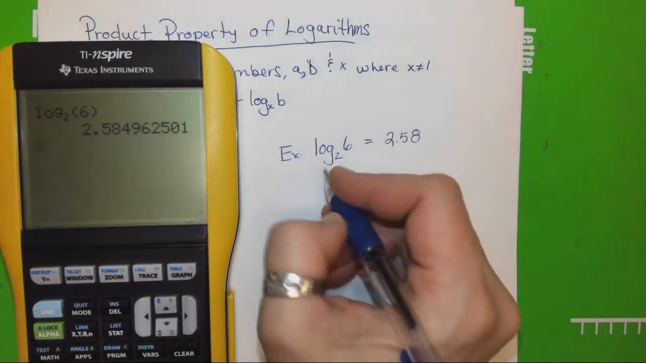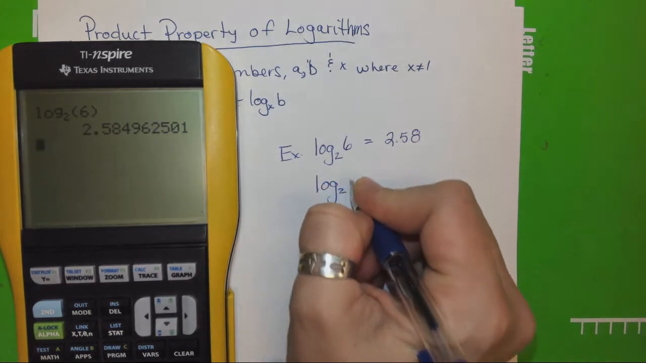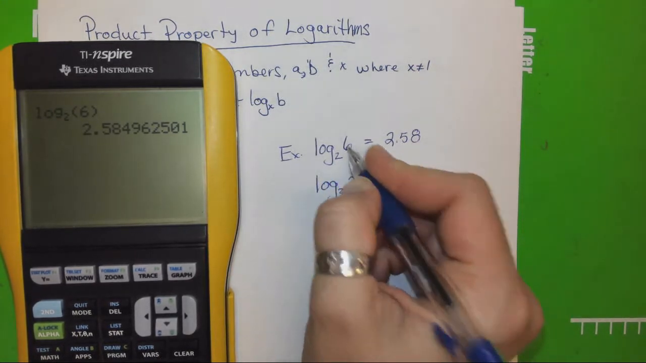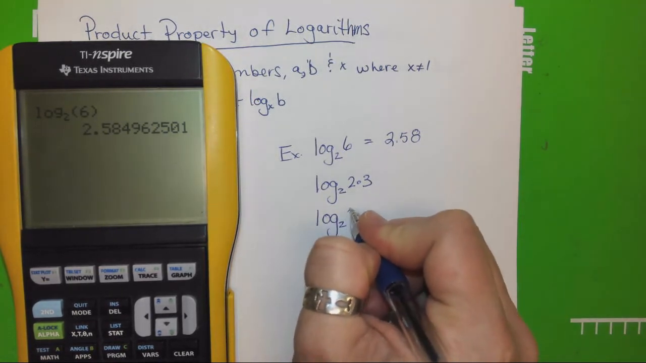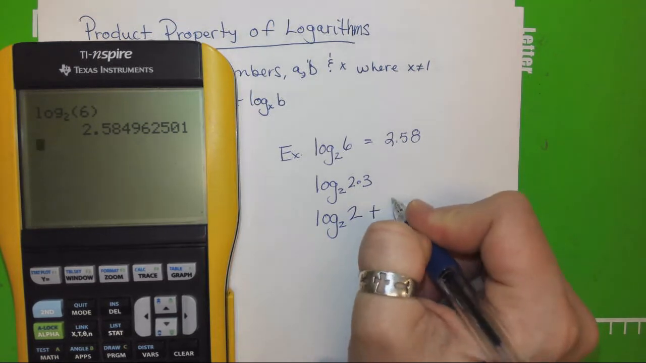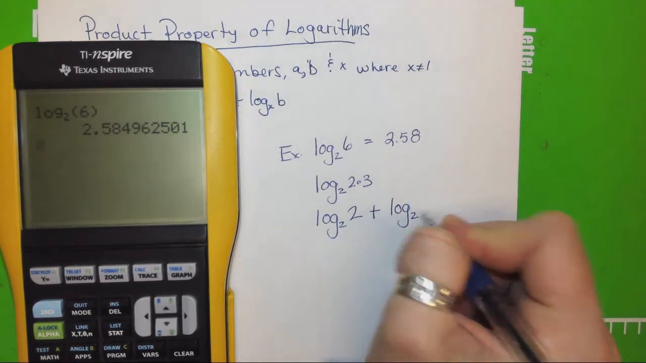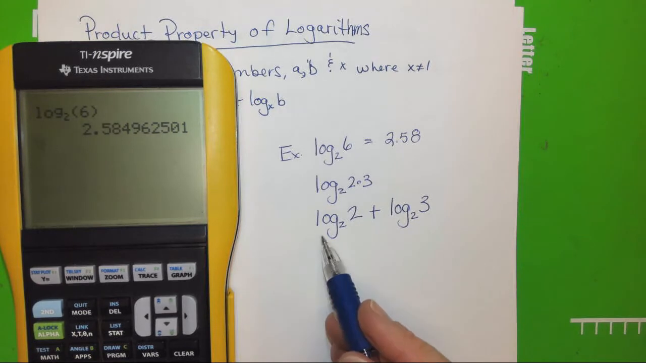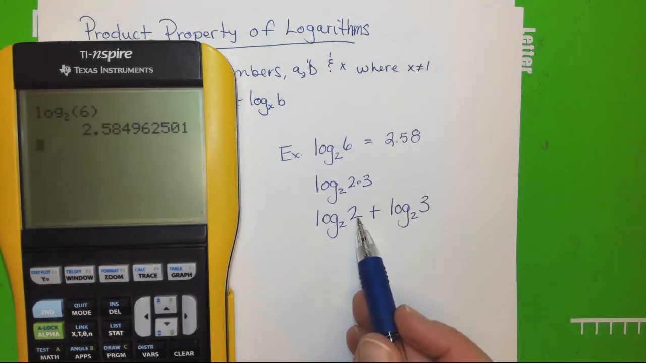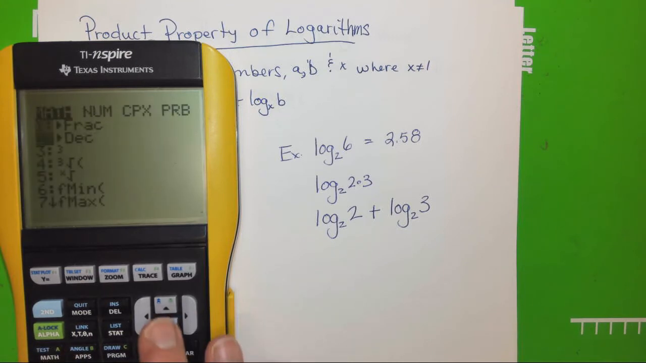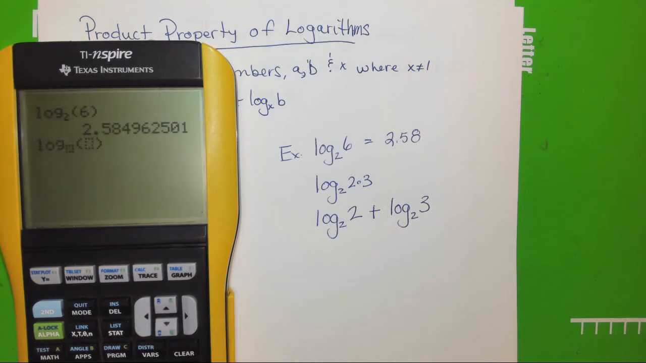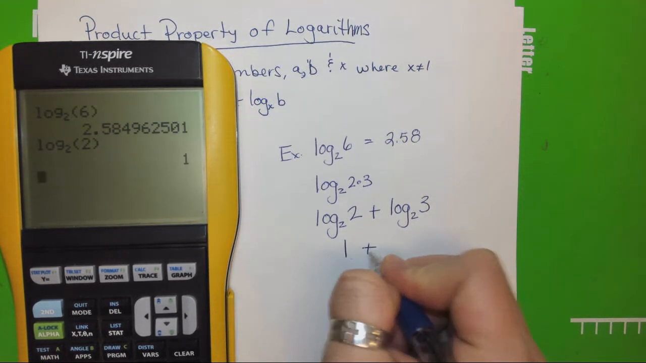So now let's split that. 6 is the same thing as 2 times 3, so log base 2 of 6 is log base 2 of 2 times 3. Well, we know that that is log base 2 of 2 plus log base 2 of 3. So let's think about this. 2 to what power is equal to 2? Well, I would say 1, but let's go ahead and check it. So we go down again to log base, and we have 2 of 2, and that is a 1.